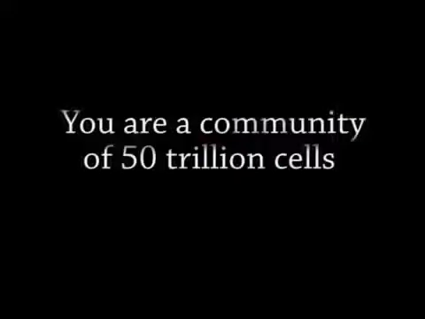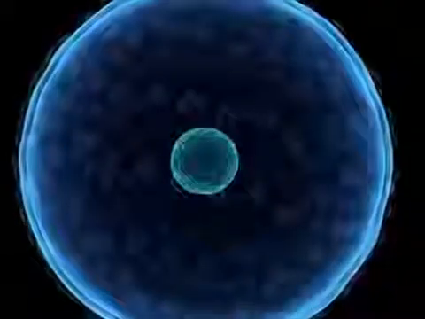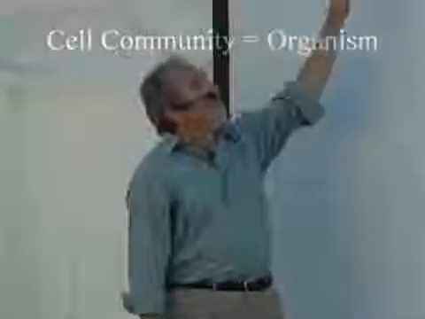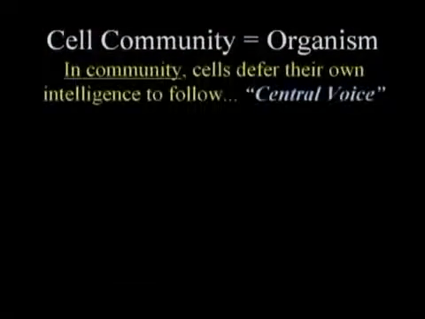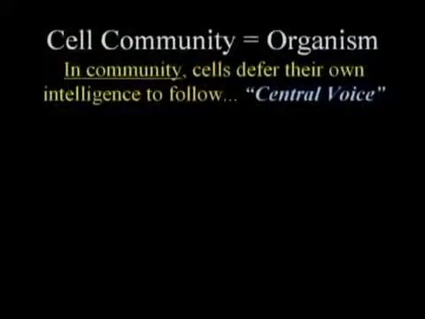Well, we talked about single cells yesterday. Today, I'm going to talk about a community of cells. So when you look at yourself, you're not a single entity, but you are a community of 50 trillion cells. But it's important to understand the word community. Every cell is intelligent, but when they're in a community, they give up their personal intelligence and respond to the central voice, so that the community represents one thing called an organism. And in that community, a cell must follow what the central voice is. And if the central voice says to die, the cells will die. So the central voice is the mind.